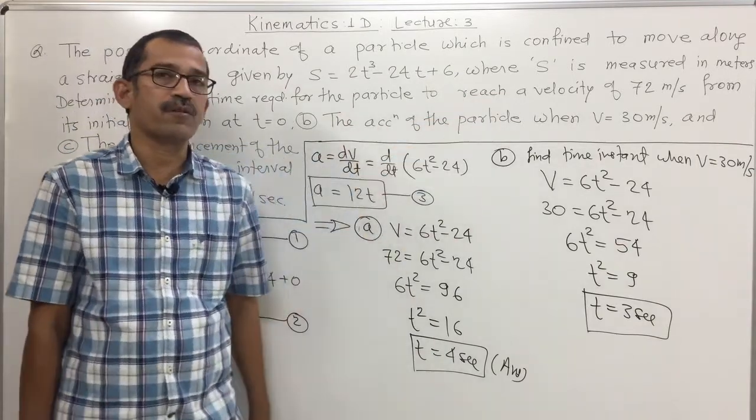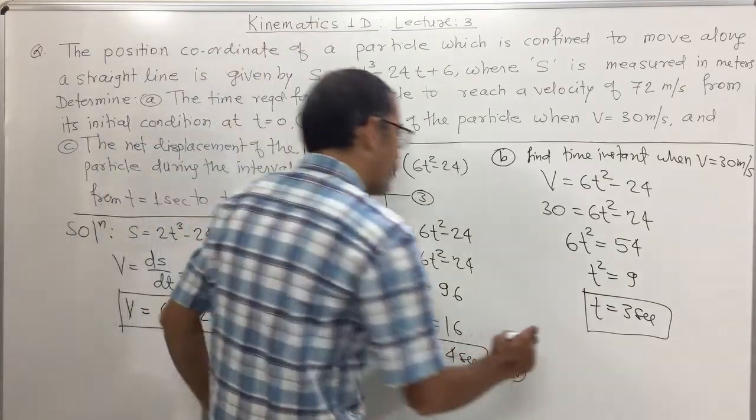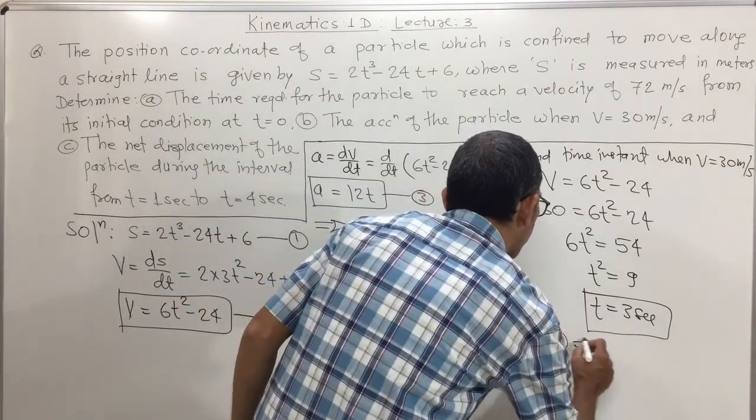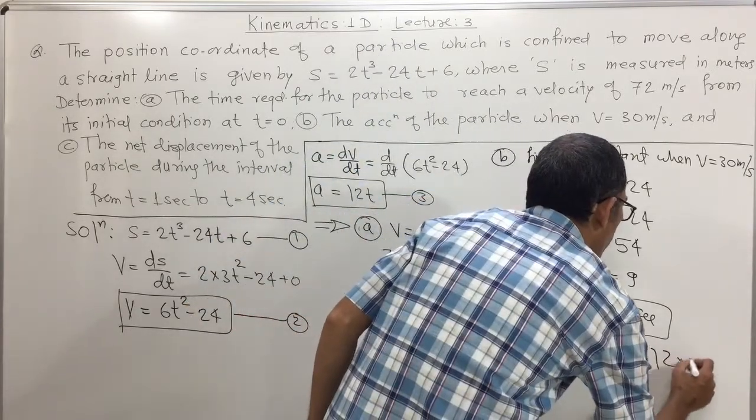You have to find the acceleration of the particle when velocity is 30. We will substitute t in this equation. It comes in one step, right? From equation number 3, what is the acceleration? 12t. 12 into 3, how much?